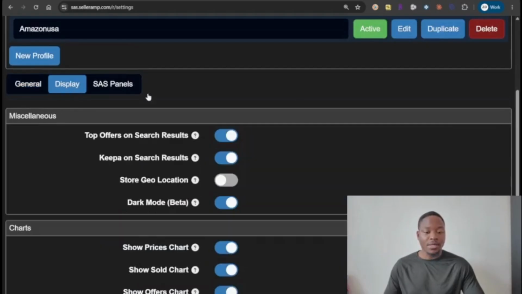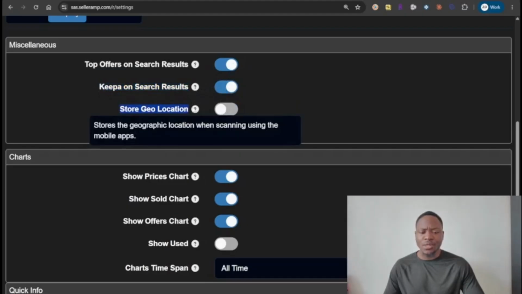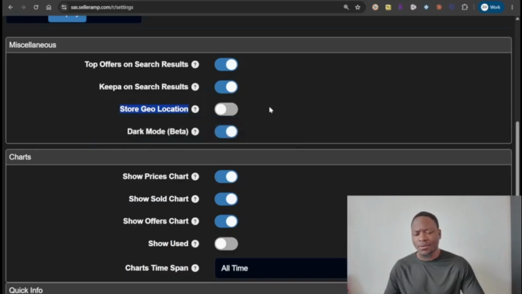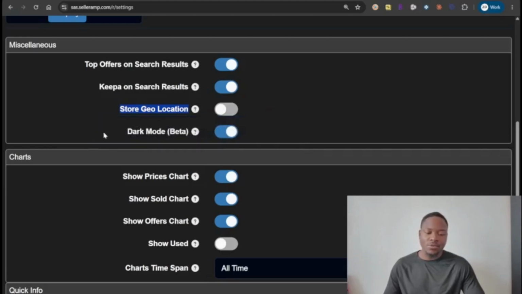There's still the display, what exactly we're seeing on the page. So this is what you want to have turned on. So first of all, we're looking at the top offer search result. That's going to be turned on. Keep on search result turned on. Store geolocation, we don't really care about that. It just shows you the geographic location when scanning using your mobile app. That doesn't really matter. Unless you're doing a lot of retail arbitrage, you could have that, but it doesn't necessarily matter.